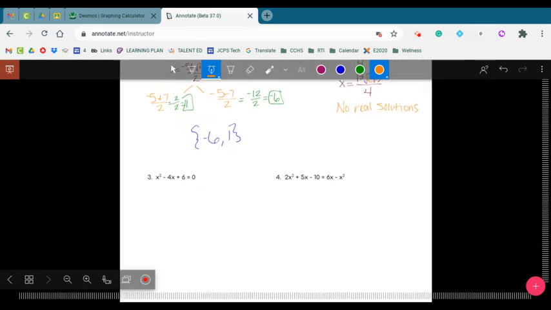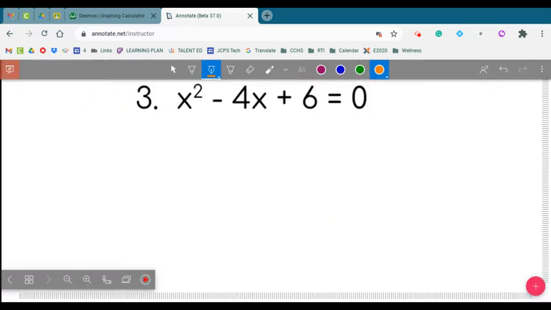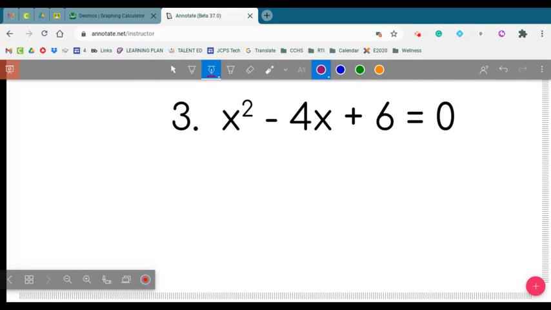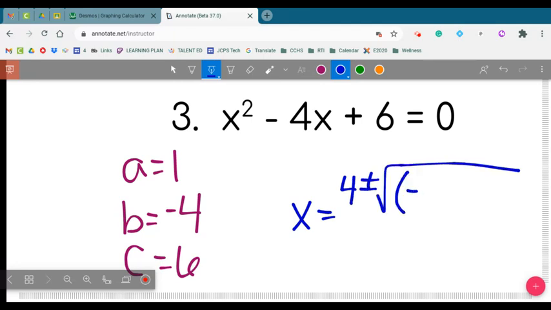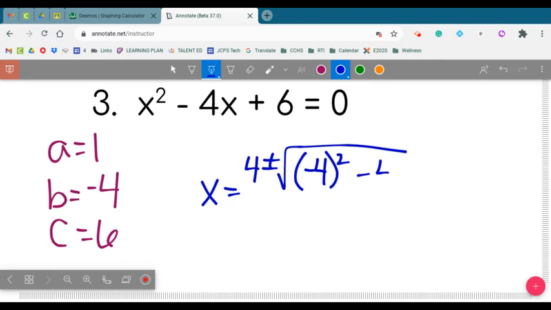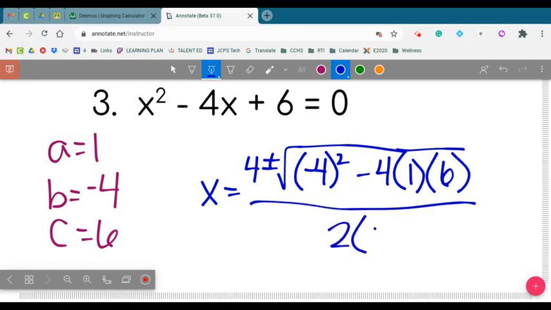Okay, going on to number 3. It's already in standard form, so identify my a, which is 1. B is negative 4. C is 6. X equals negative your b, so that becomes a positive 4 plus or minus the square root. Negative 4 squared minus 4 times my a times my c, all over 2 times my a.